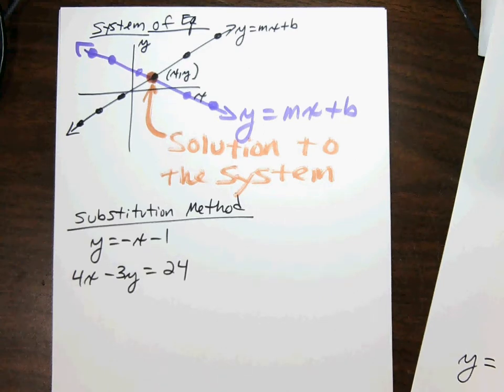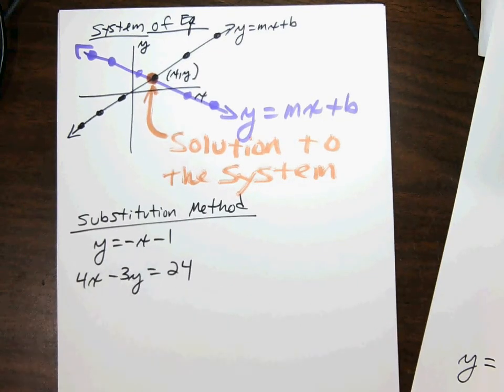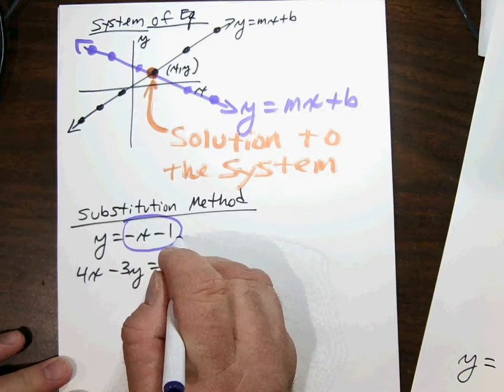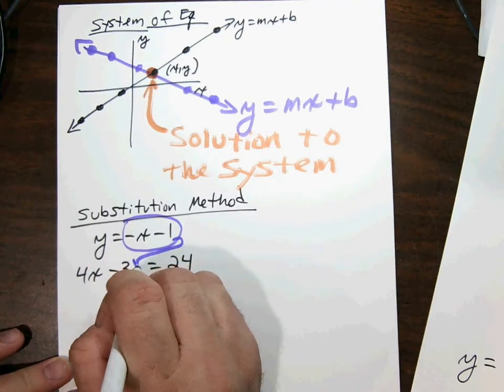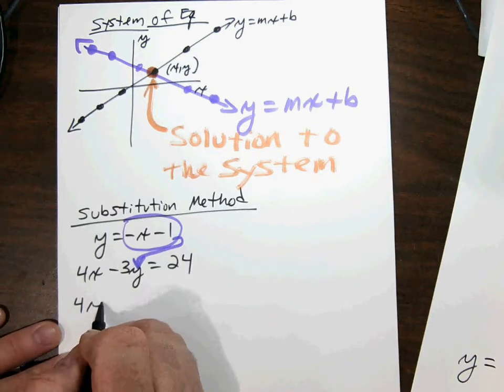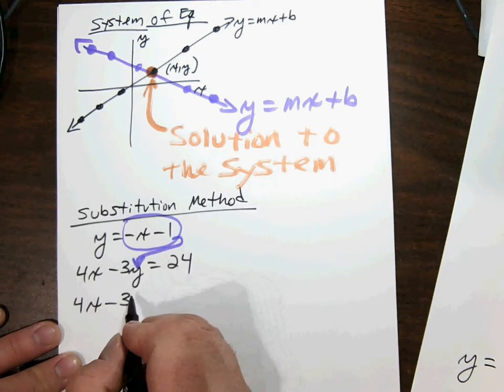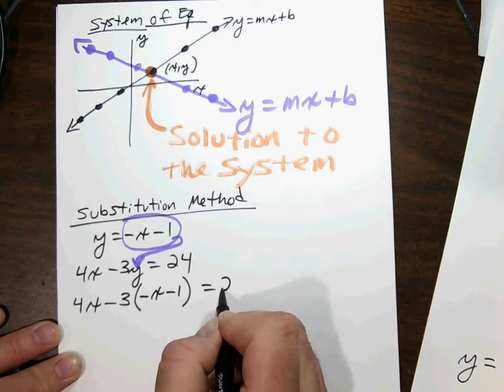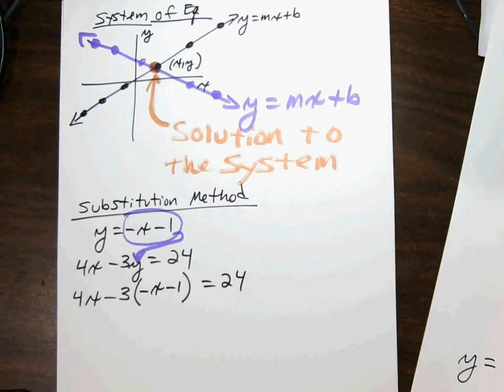So what we need to do is say, okay, y equals all that stuff right there, that negative x minus 1. That's what y is. So I'm going to take that information, that negative x minus 1, and I'm going to substitute it right in the other equation where I see the y, right there, because that's what y is. So now look what I'm going to do with this other equation. 4x minus 3 times y, but y I'm now going to represent as negative x minus 1, equals 24. Okay, so I took the information from one equation and I put it in the other.